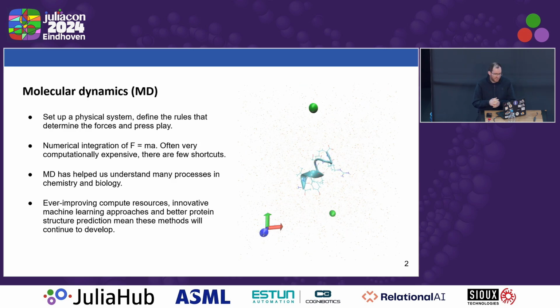I work with biologists, and MD has had many successes in biology, and it's also had uses across materials, across chemistry. It works very well in combination with experiments. So when you use experimental data to validate, and then you make predictions that experimentalists can test. And as we look towards the future, we have more and more compute resources. We have all this amazing machine learning, and better protein structure prediction means that these methods are just going to continue to develop.